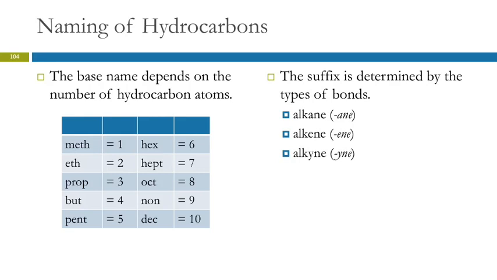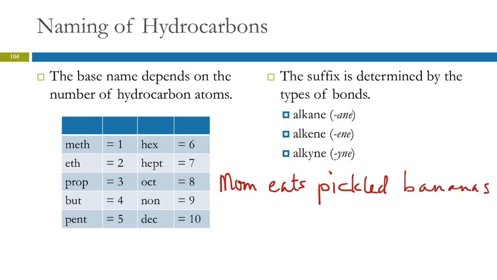So the way I remember it is a silly sentence: Mom eats pickled bananas. I'm not sure if you can actually pickle bananas, and it doesn't sound like those would be good, but you know, it helps me remember. So methyl, ethyl, propyl, butyl. Methane, ethane, propane, butane, meth, eth, prop, but. The order, 1, 2, 3, 4.